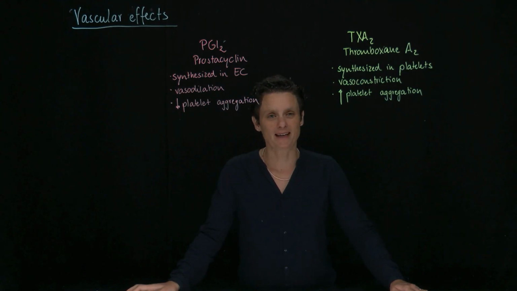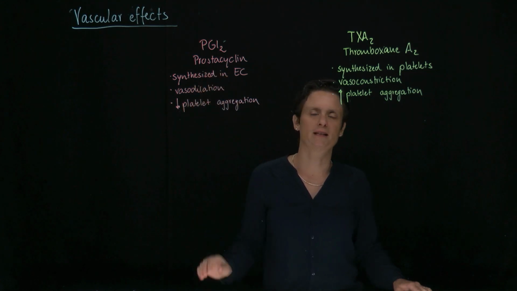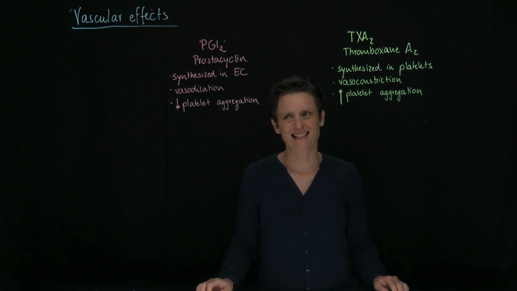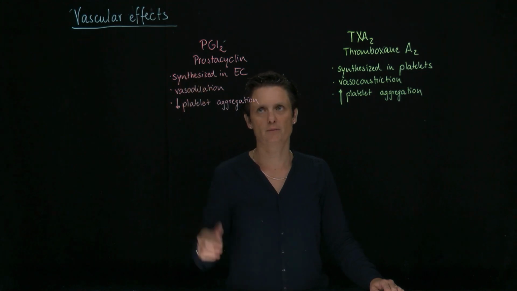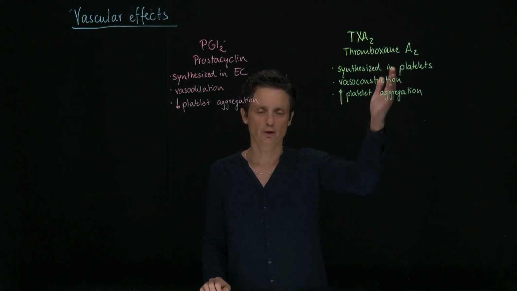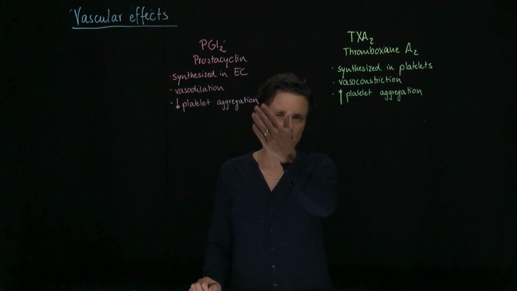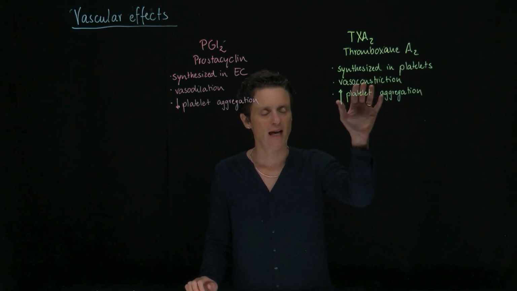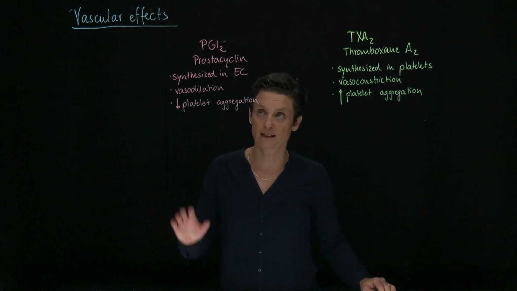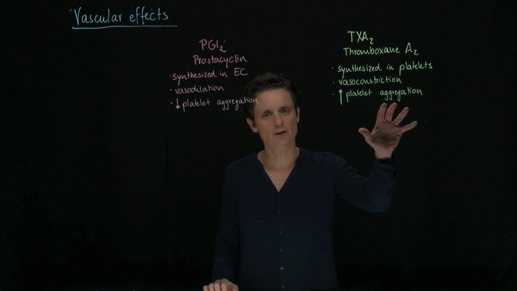Now I want to talk about the cardiovascular effects of two important prostanoids, and this is prostacyclin and thromboxane A2. They are synthesized from different cells and they mediate vasodilation for prostacyclin coming from the endothelial cell versus vasoconstriction for thromboxane coming from the platelet. And they act on different receptors. So there's a prostacyclin receptor and the thromboxane receptor, and they mediate vasodilation versus vasoconstriction. Another important characteristic is that prostacyclin inhibits platelet aggregation versus thromboxane promotes it.